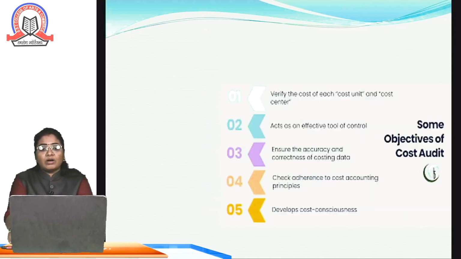Some objectives of cost auditing we are going to see. First point is to verify the cost of each cost unit and cost center. It acts as an effective tool of control, ensures the accuracy and correctness of costing data, checks adherence to cost accounting principles, and develops cost consciousness. When we are submitting the cost accounts, the balance sheet should be perfectly calculated and tally should be done. For this, these procedures should be followed.